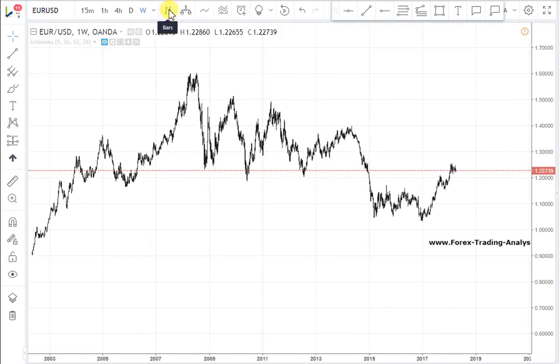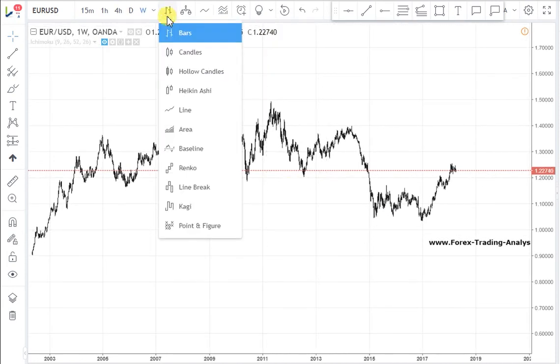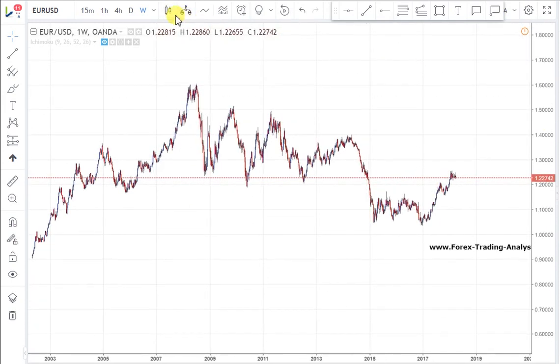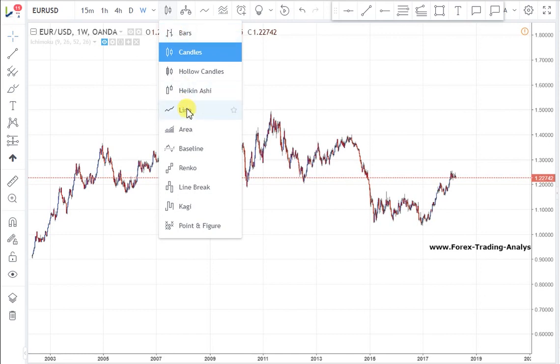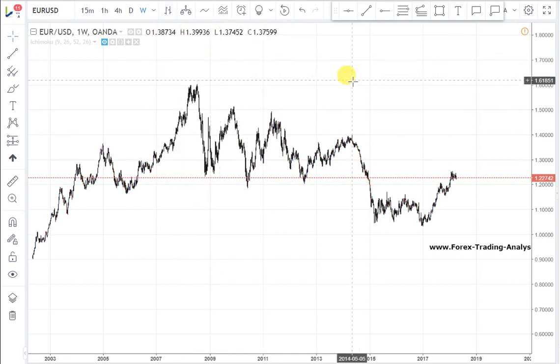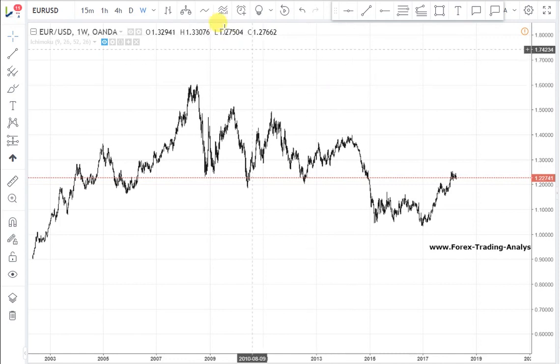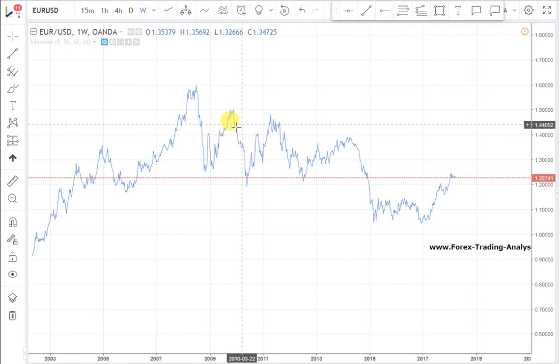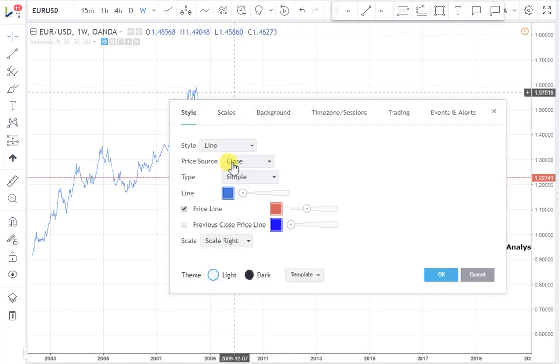One thing I'm using, and sometimes it makes it clearer: right now I've got the chart showing bars. We can change charts to candles or bars. I would suggest that when you put on support and resistance lines, you use the bars, or sometimes even better, the line chart. Right now it's blue, but that's okay. I'll change it to black, a little bit easier to see.